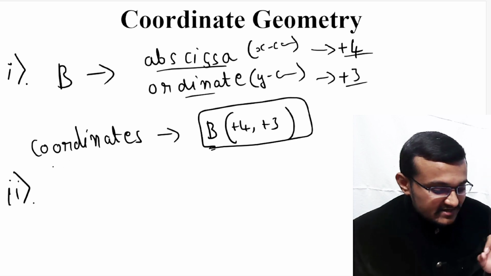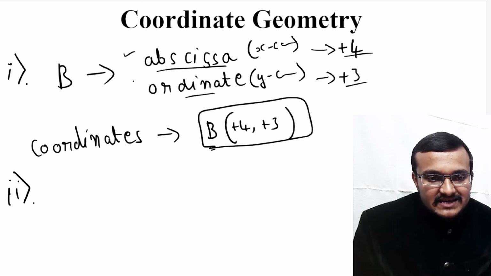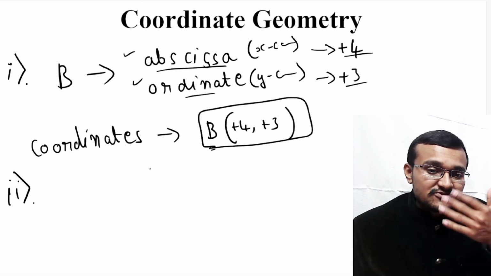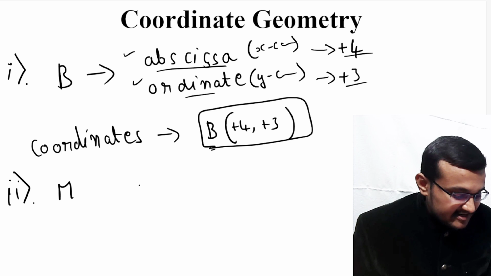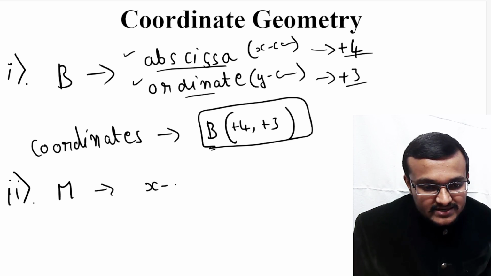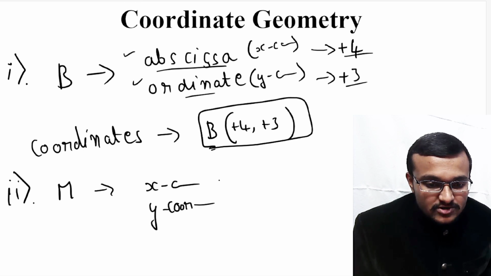Here you have to find out the x coordinate and y coordinate of the point M. Basically here also they are asking for abscissa and ordinate, but in place of abscissa and ordinate, they are using the words x coordinate and y coordinate. That's it. So now you have to find them for M: the x coordinate, and also the y coordinate for this particular M.